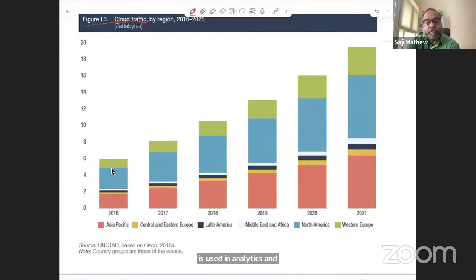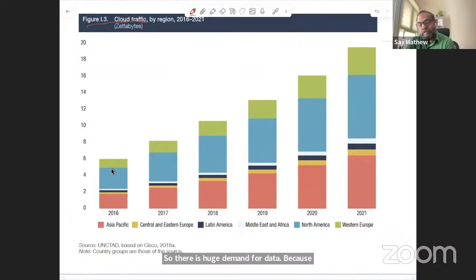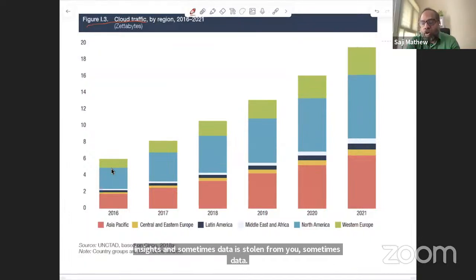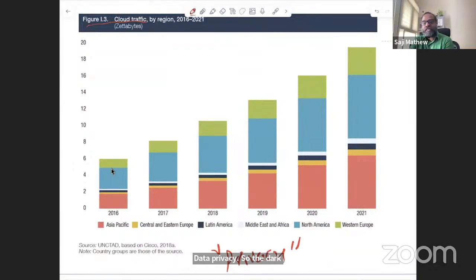So there is huge demand for data because data gives insights. Sometimes data is stolen from you, sometimes data is taken from you with your consent, but you don't know the consequences of it. So that opens another problem, which is data privacy. The dark side of customer analytics is data privacy, and that is a separate course which I offer, cybersecurity and privacy.